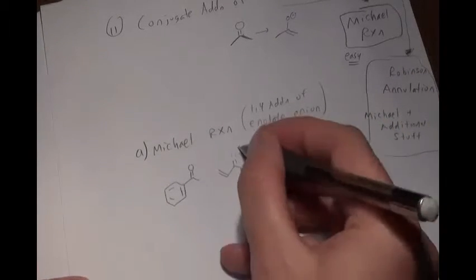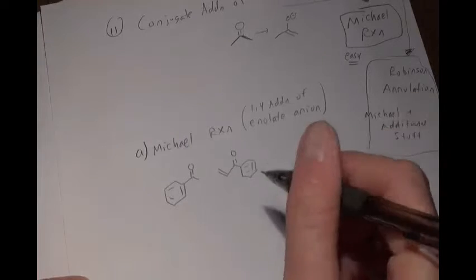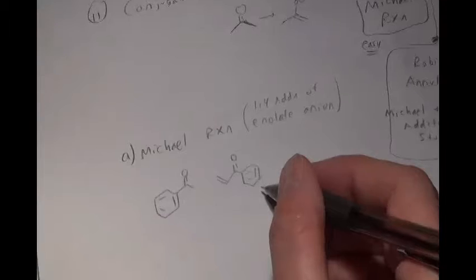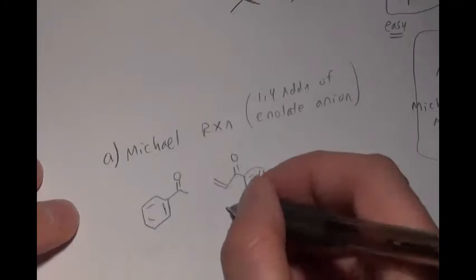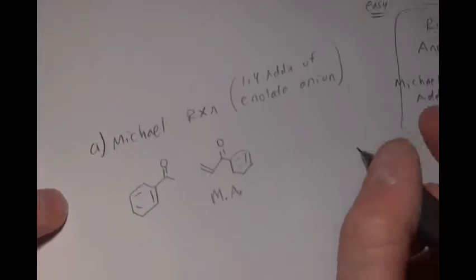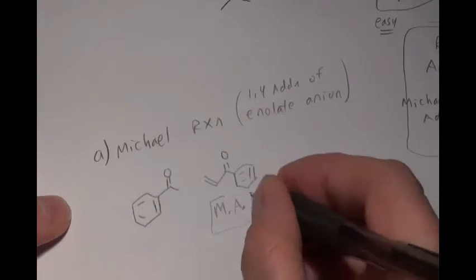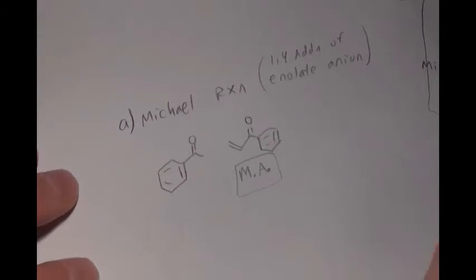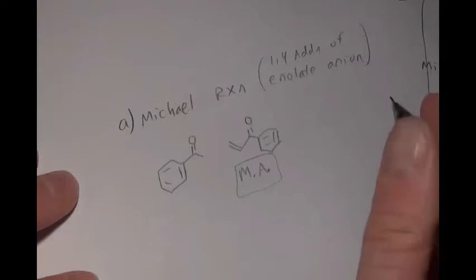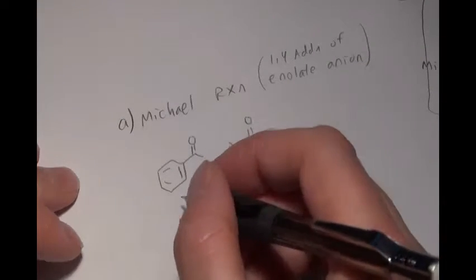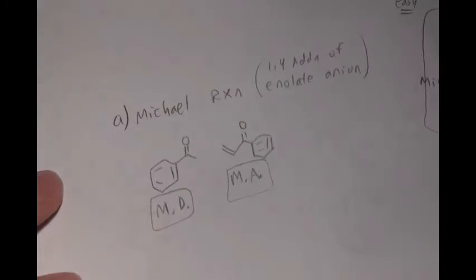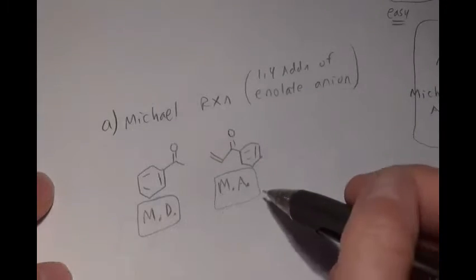This thing usually gets attacked, right? The right side gets attacked. It's an electrophile, and we're going to give it a name. We're going to call it the MA, not after myself, but for Michael acceptor. And this thing is going to be the nucleophile. It's going to attack, so it's going to be called the MD, the Michael donor. I like to identify those two things, the Michael donor and the Michael acceptor.